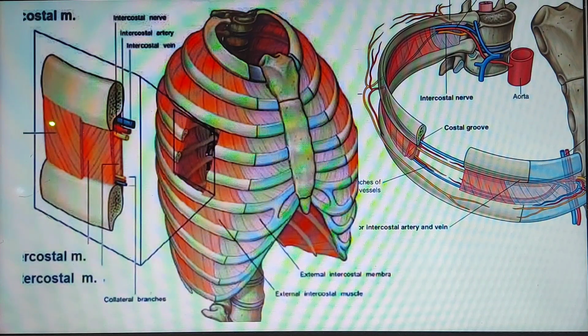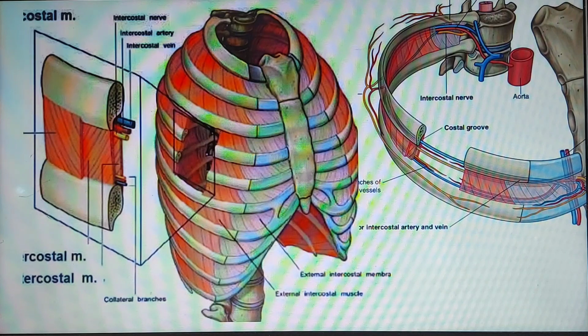The direction of the external intercostal muscle is from superior to inferior. They pass downward and forward. But the internal intercostal muscle is in the opposite direction. From superior to inferior, they pass downward and posteriorly. This is the relation. And the innermost intercostal muscle also lies from superior to inferior, downward and posteriorly.